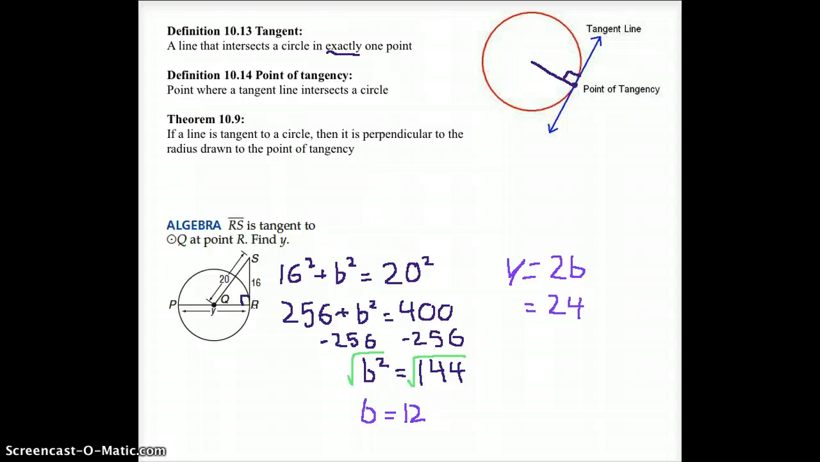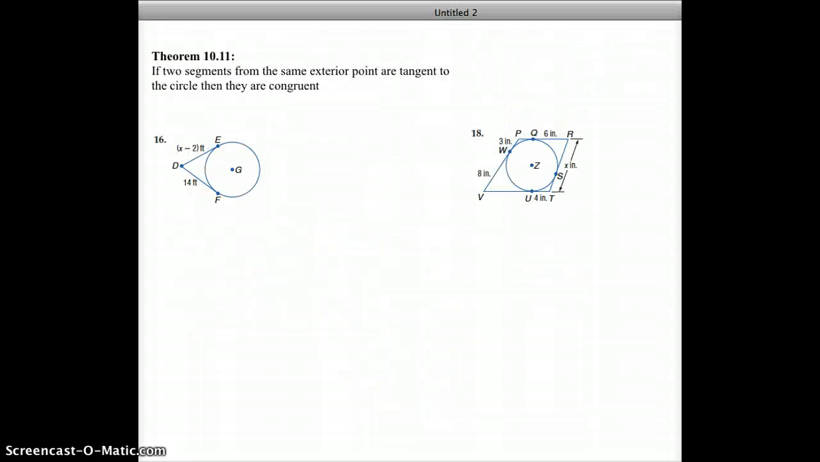Let's look at one more theorem from 10.5. So here we have theorem 10.11. It says if two segments from the same exterior point are tangent to the circle, then they are congruent. So here we have a great example of this in number 16 from the book. It says we have DE and DF, and they are tangent. The directions in the book say that anything that looks tangent is tangent. So I'm going to say that DE is tangent, and so is DF.